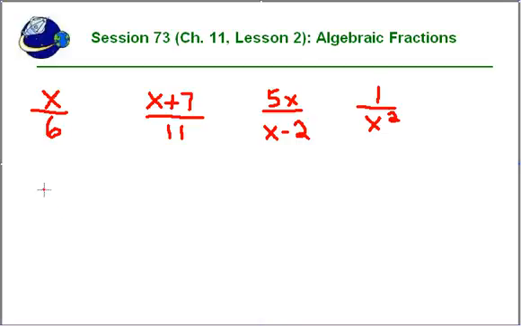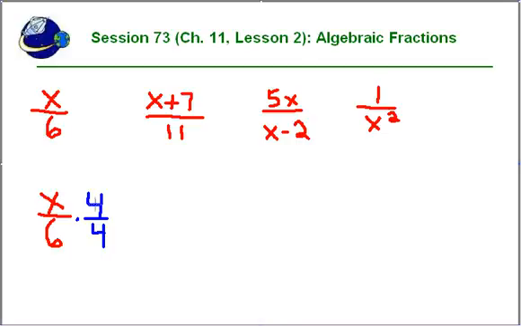Let's rewrite our x over 6 fraction here. And what we want to do is to create another equivalent fraction to x over 6 by multiplying both the top and bottom by the same number. So what we're going to do here is say, let's take x over 6 and multiply it by 4 over 4. We're going to multiply the top by 4 and we're going to multiply the bottom by 4.